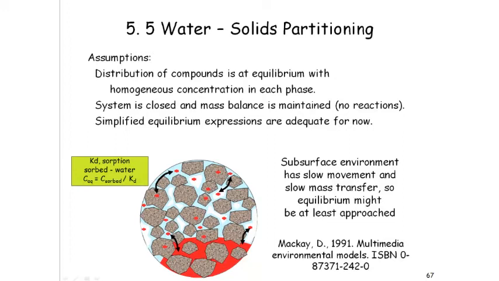And what we're trying to do is develop very simple equilibrium approaches that will be useful for estimating or initially assessing the distribution of contaminants in the subsurface. So the coefficient we're after now is Kd, the absorption coefficient. The idea that the subsurface is a slow-moving environment probably makes our equilibrium approach of some use anyway. It's really derived from work by Don Mackay and others presented in 1991.